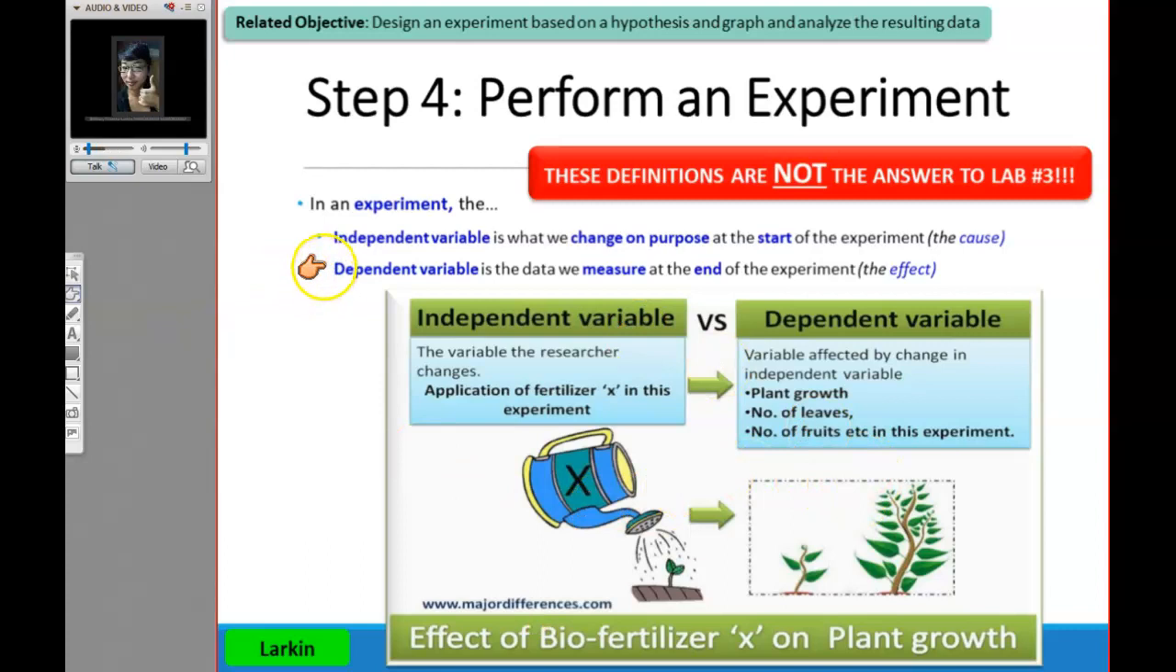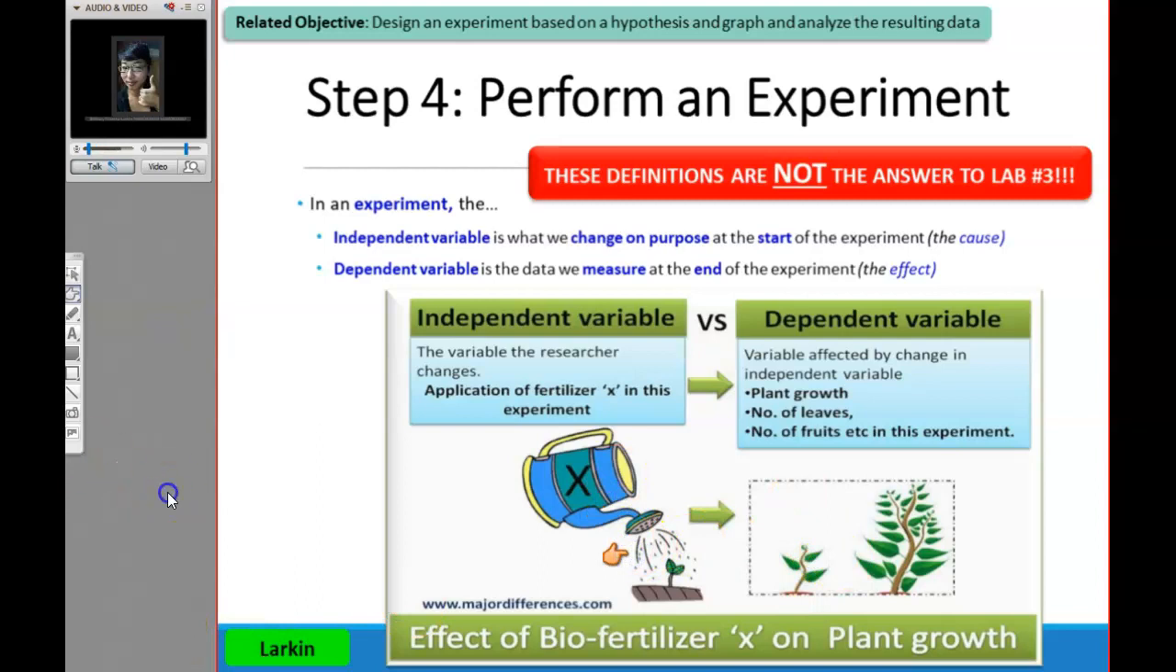Dependent variable is dependent on what happened to the independent variable, just like you are dependent upon your legal guardians or parents, for example. According to the state, you're a dependent. All right, so this is the data that we measure at the end of an experiment, in other words, the effect. So for example, you could look at plant growth, the number of leaves, the number of fruits. This is not something that the scientists can control. It's the result of what they originally changed.